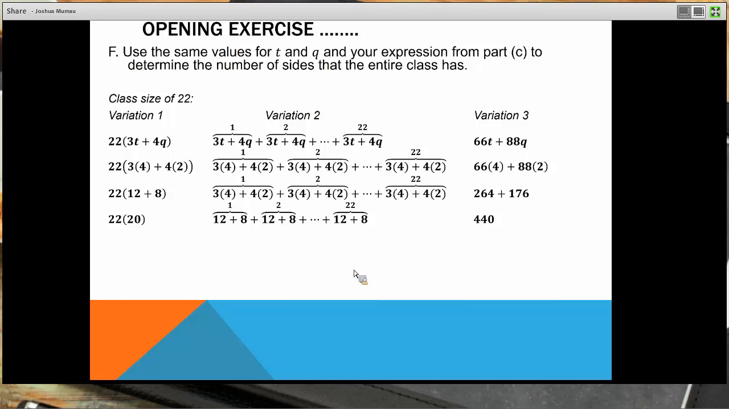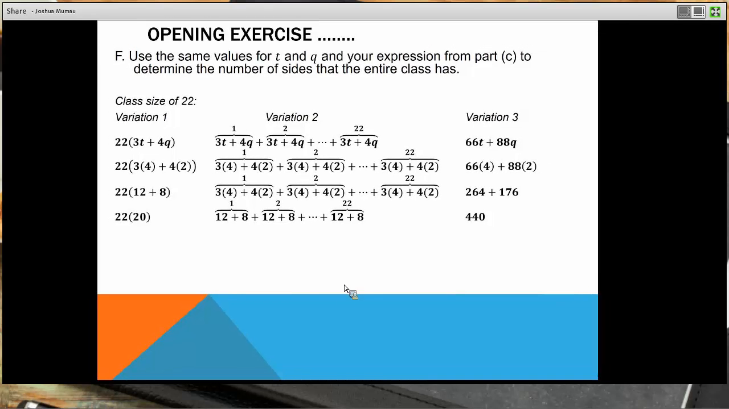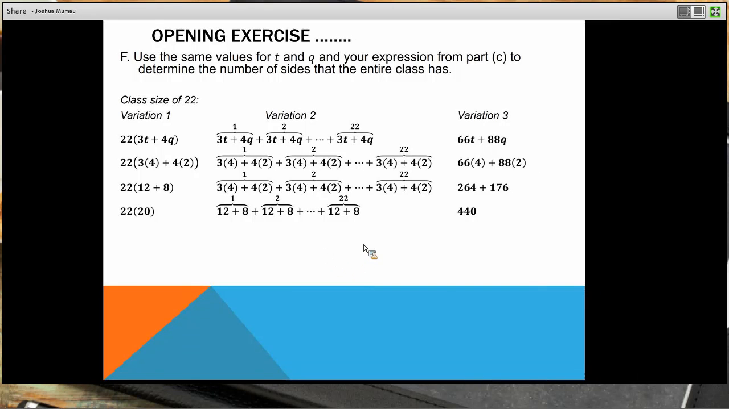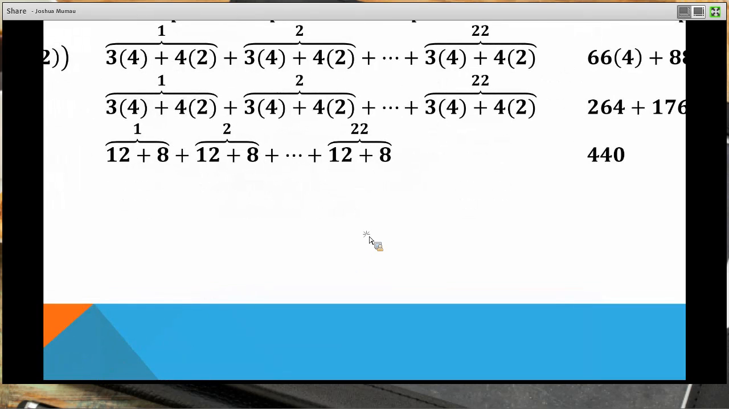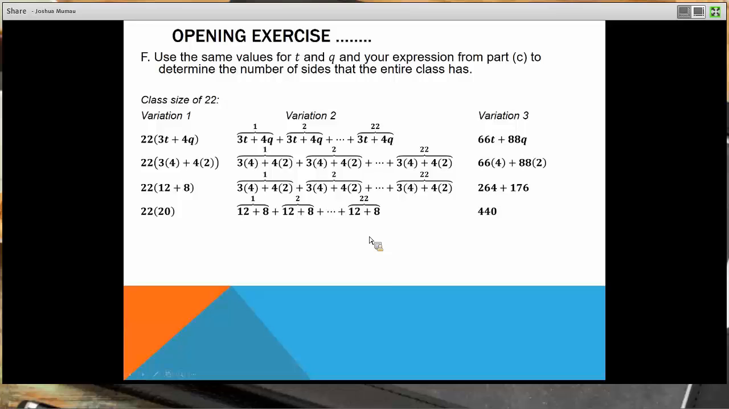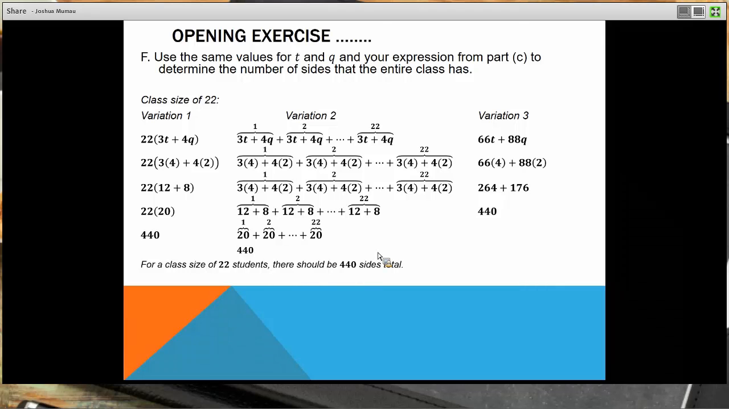And finally, simplifying our answer, we get 440. And we should get this for every single one. So 440 is our final answer for all three variations. 440 means we have a total of 440 sides for the entire class size of 22 students.